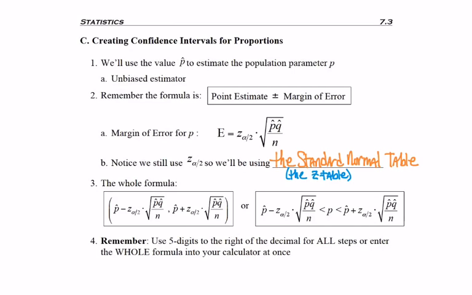Putting our confidence interval formula together, we'll have p-hat minus the margin of error and p-hat plus the margin of error, which means it's below and above our true population proportion, assumingly. And as always, you want to use 5 digits to the right of the decimal if you're not entering the whole formula into your calculator at once.